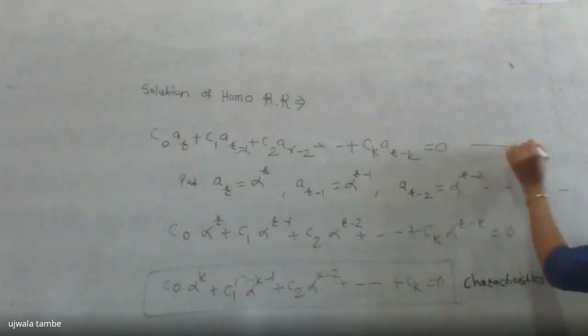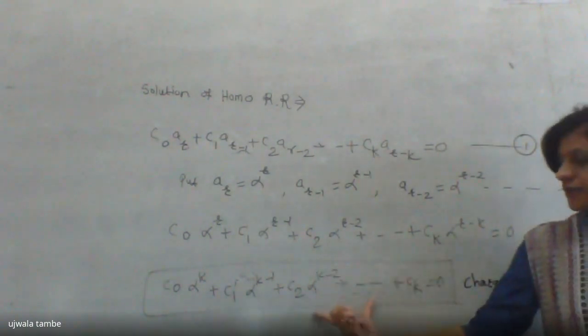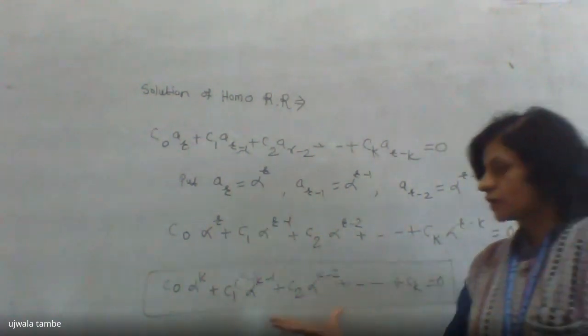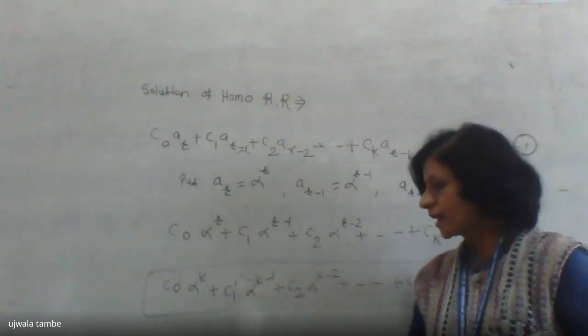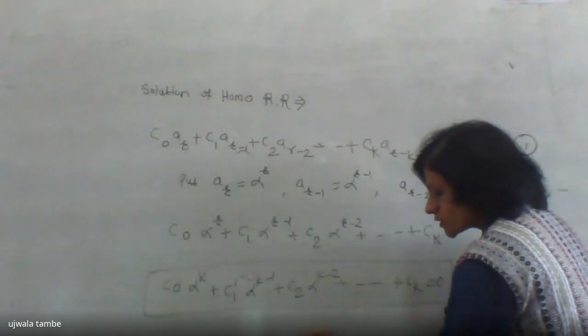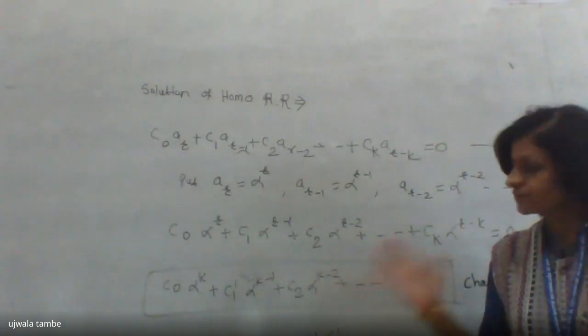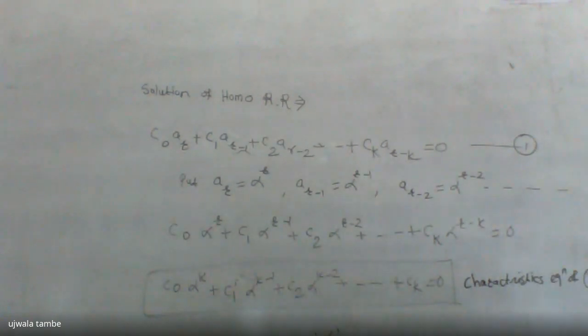This is the characteristic equation. And solve this characteristic equation for its roots. Solving this means to find the value of alpha. And here alpha is known as the roots of the characteristic equation. There are two cases.